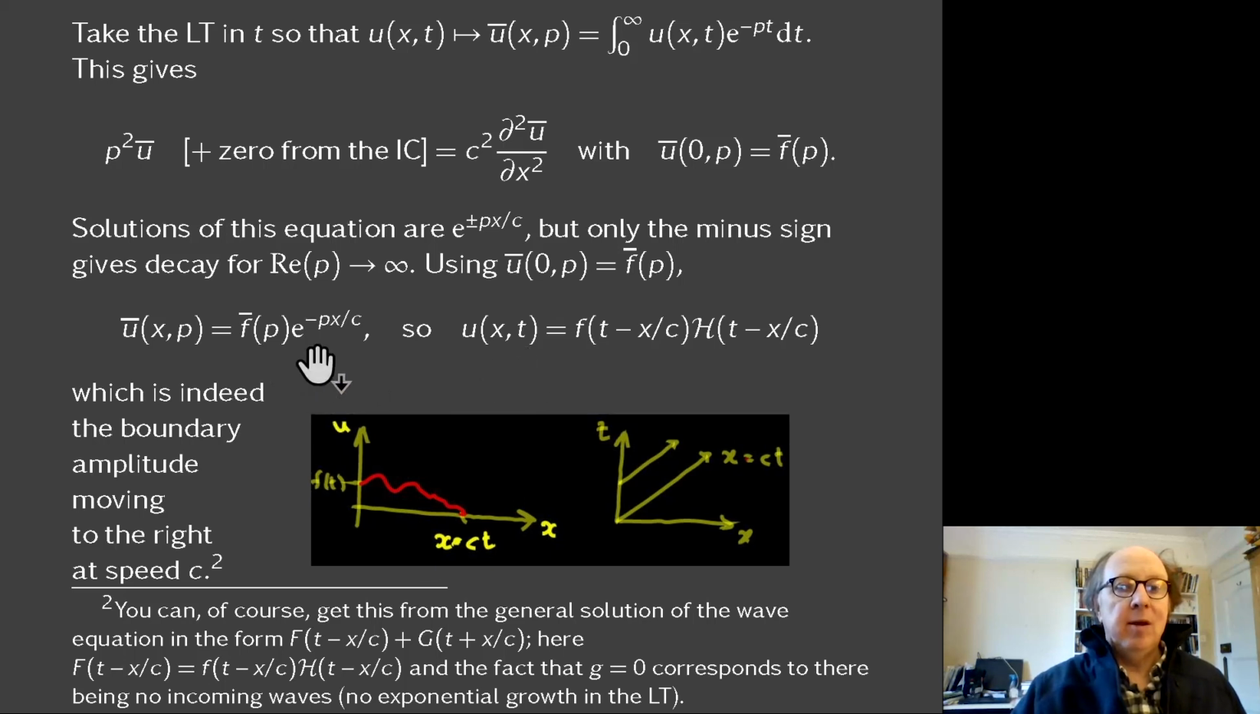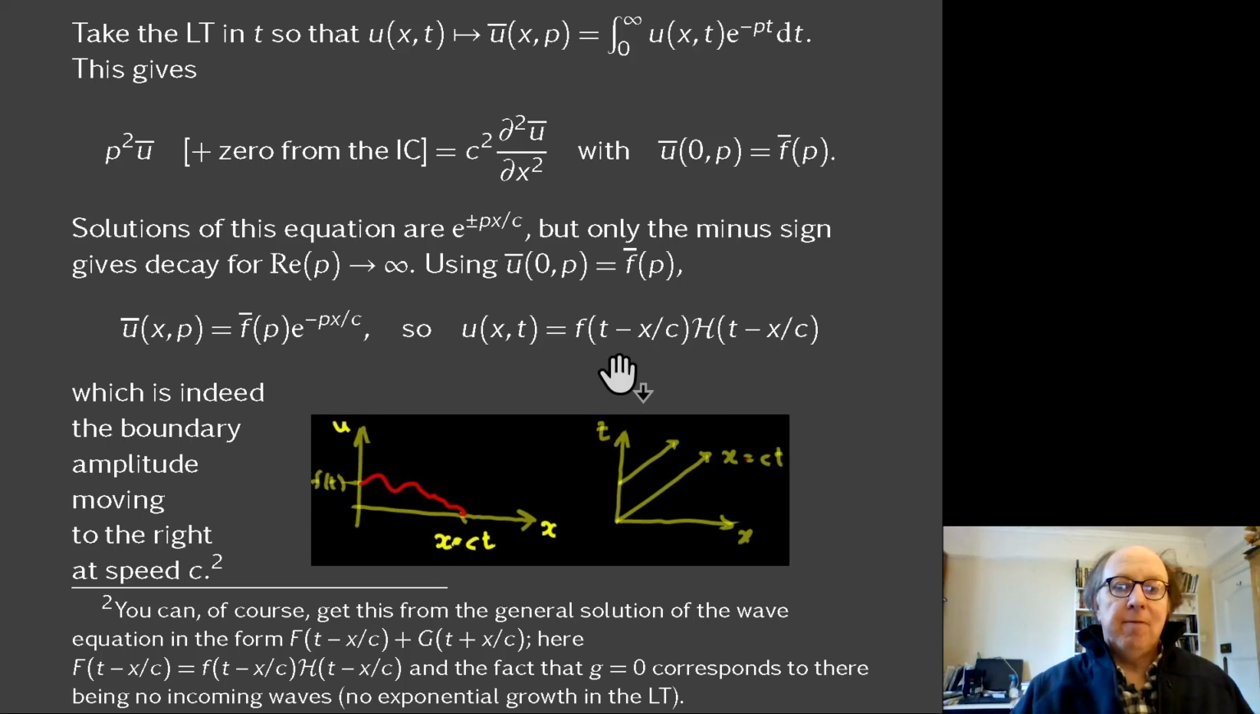U of x and t, we have e to the minus px over c, that tells us we've got one of these translation things. U of x and t is f of t minus x over c, so x over c is the translation constant. Just go back and compare it with the results we had earlier. So f of t minus x over c times the Heaviside of t minus x over c.